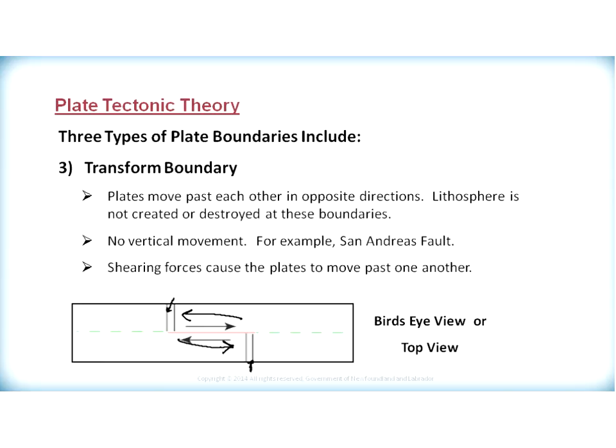So, at this boundary, we don't see any crustal material being formed or created, as you do at ridges, and we don't see any crustal material being destroyed, as you do at trenches. We just see two tectonic plates sliding past one another. So they move in opposite directions.